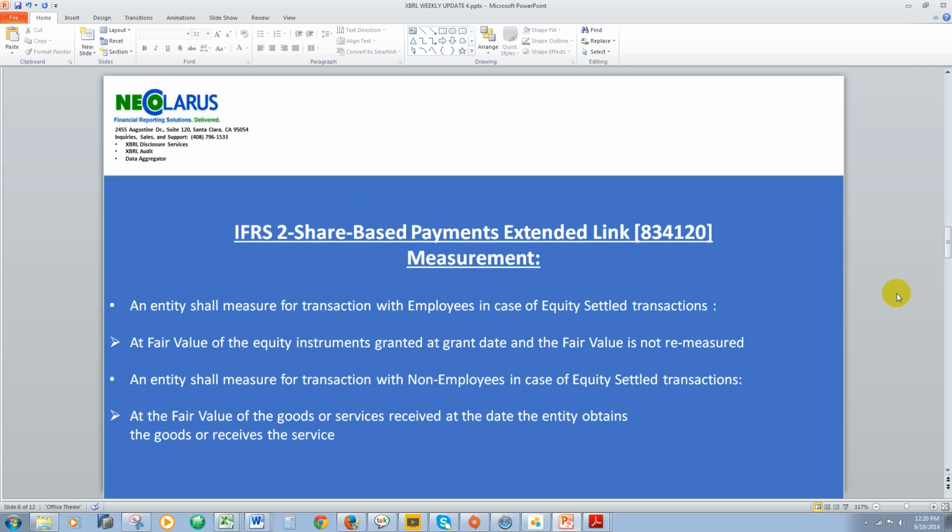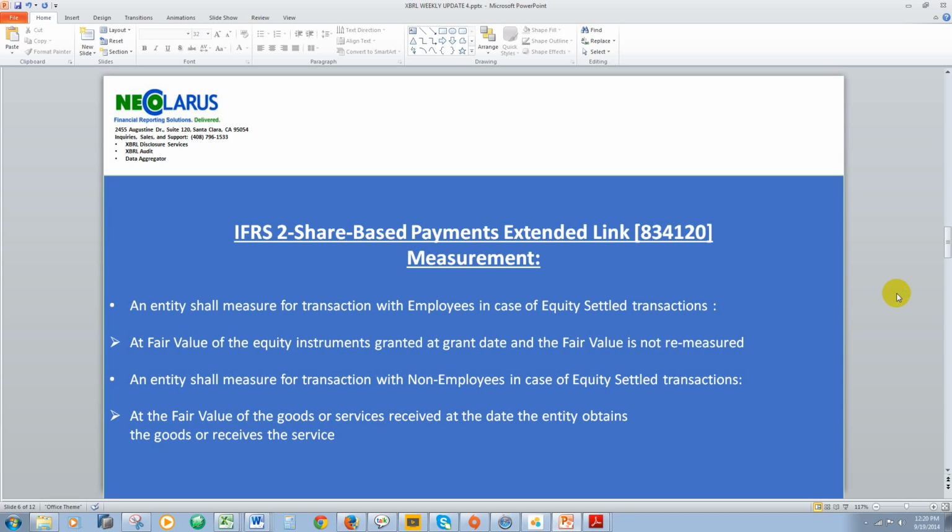So let's talk about the measurement. It says that in case of employees, the entity shall measure at the fair value of the equity instruments granted at the grant date. The fair value is never remeasured, and the grant date fair value is recognized over the vesting period.